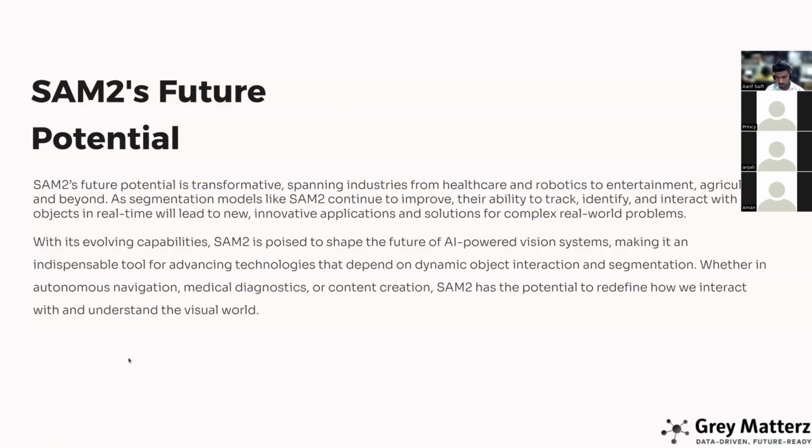And now the future potential which SAM2 can show us. Despite these challenges, SAM2 has immense future potential. Its applications range from healthcare to entertainment. As the technology evolves, it will continue to reshape industries that rely on real-time object tracking and segmentation. Think about the possibilities in agriculture or any industry. SAM2 could help drones track and monitor crop growth or even detect pests in real time.